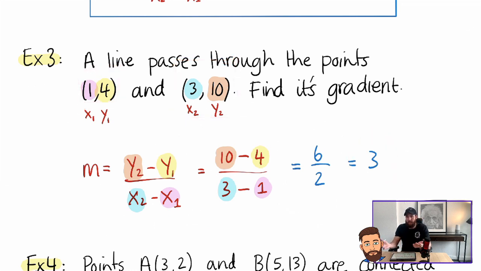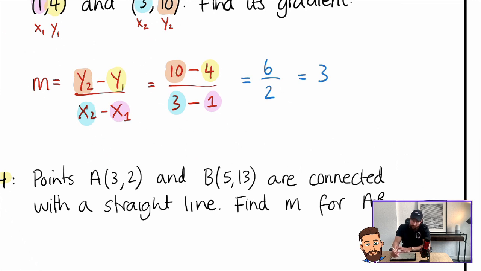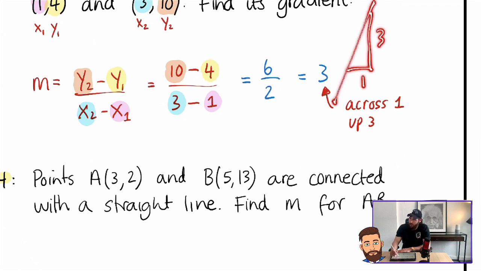Our gradient is 3. What does that mean? The steepness of that line, remember, how steep the line is, the gradient, is 3. And we know, hopefully, that if the gradient is 3, what that means is every time you go across 1, you go up 3. So across 1, up 3. That's what that line would look like. Across 1, up 3, if we were going to draw it.